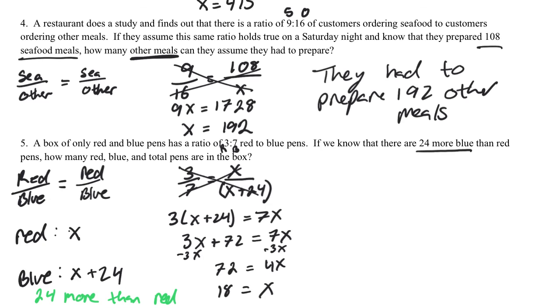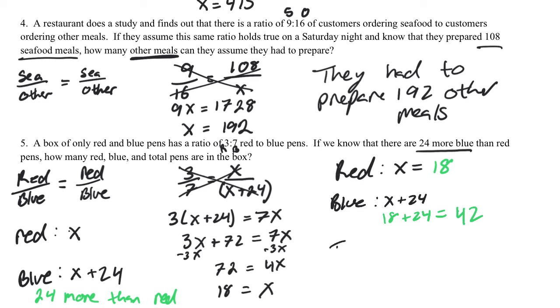18 equals x. But we're not done because x was just red, right? Red we had defined as x, which is 18. Okay. But blue we had defined as x plus 24. So that's going to become 18 plus 24, which is going to equal 42. Now for our total, we want to add red and blue. So that's 18 plus 42 to get a total number of pens as being 60.